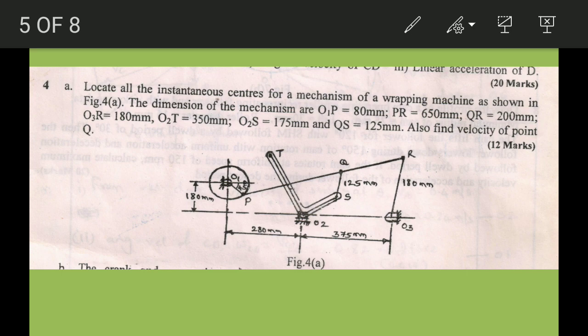So can you see the figure? It is given in the question paper. He has told the dimensions: O1P is 80 mm, PR is 650 mm, QR is 200 mm. Can you see that? O3R is 180 mm. So how to draw this figure to the scale? Some scale we have to take. 80 means 8 centimeter. So we cannot draw such a big figure. And 650 mm is PR. That means 65 centimeter. So invariably we will take the scale 1:10 in case it is possible.